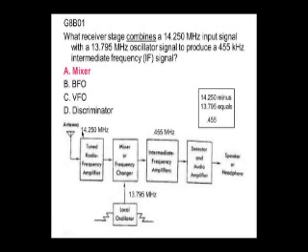Now, here we have coming into it the signal that we want to hear at 14.250 megahertz. We have an intermediate frequency amplifier, and these intermediate frequency amplifiers have very narrow filters in them that will give only the audio bandwidth at the intermediate frequency, which in this case is 455 kilohertz or 0.455 megahertz.